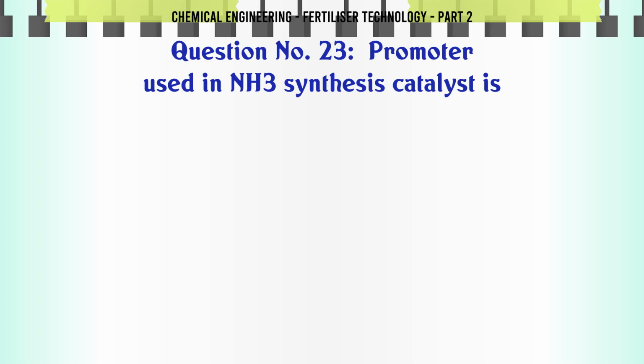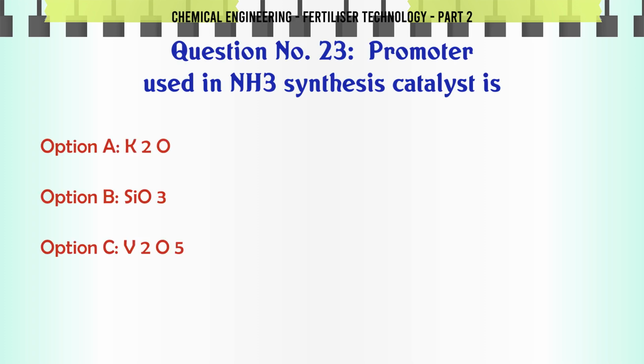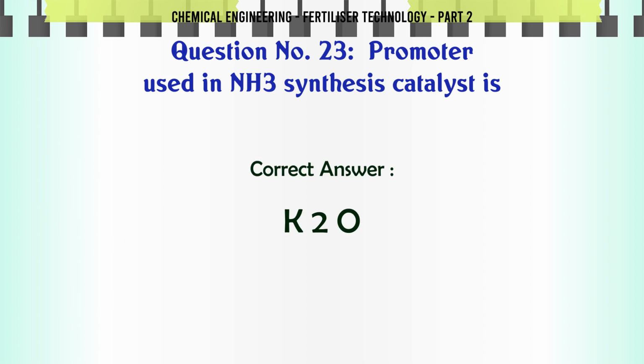Promoter used in NH3 synthesis catalyst is A. K2O, B. CoO3, C. V2O5, D. U2O3. The correct answer is K2O.